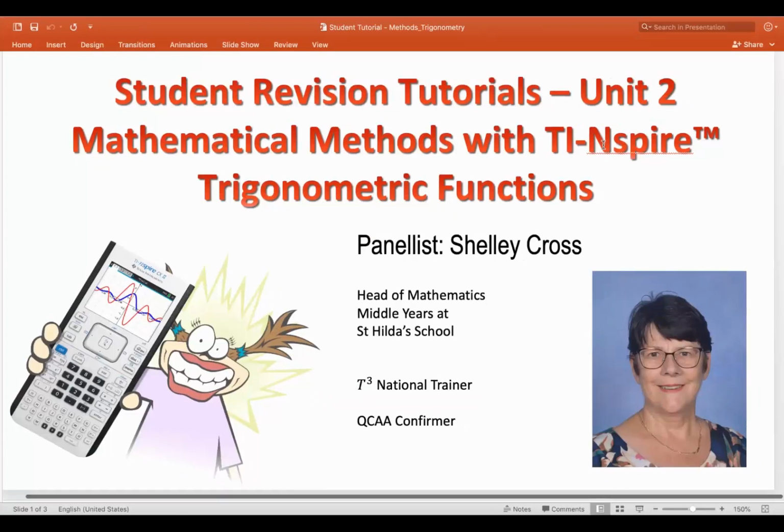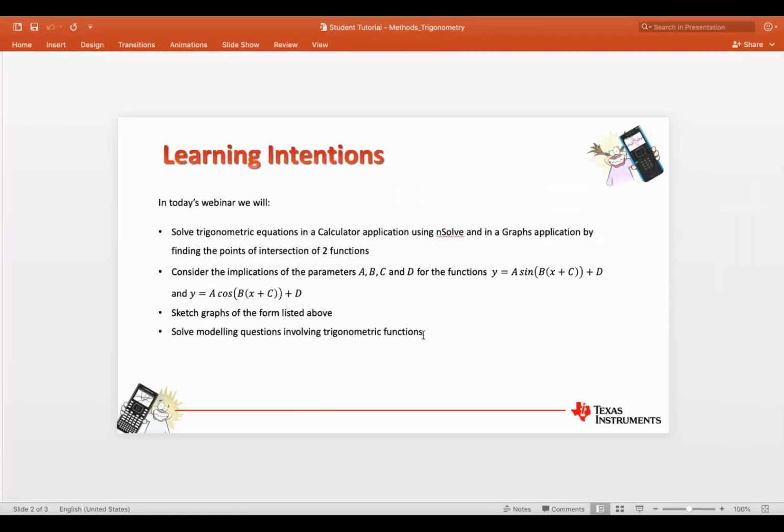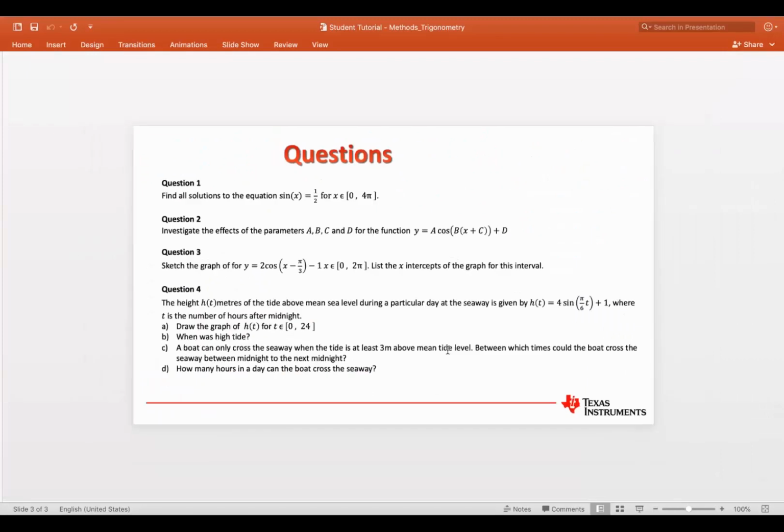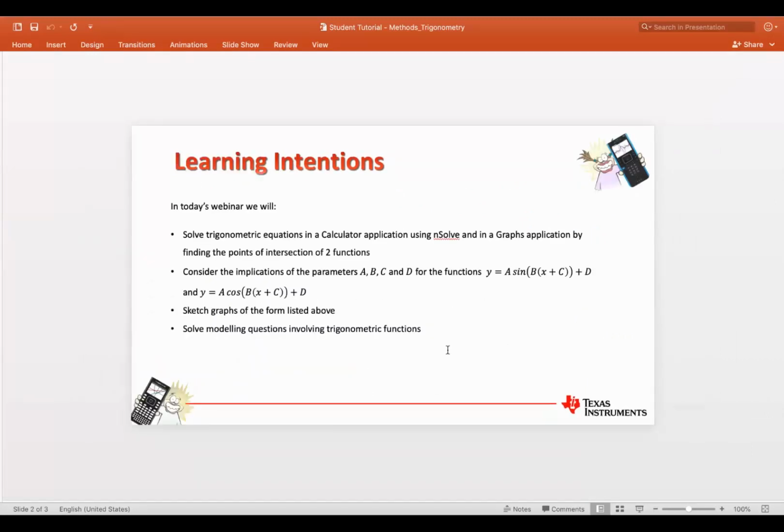let's have a look at them. So in today's webinar, we're intending to solve trig equations in a calculator application using numerical solve and a graph application by finding points of intersection of two functions.